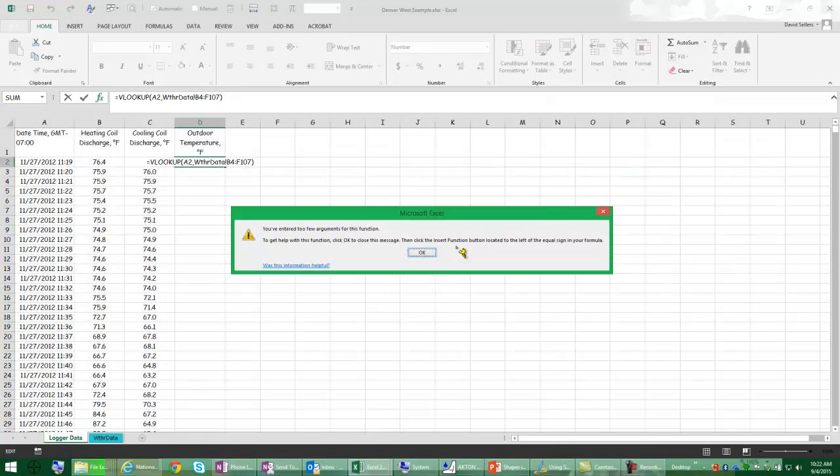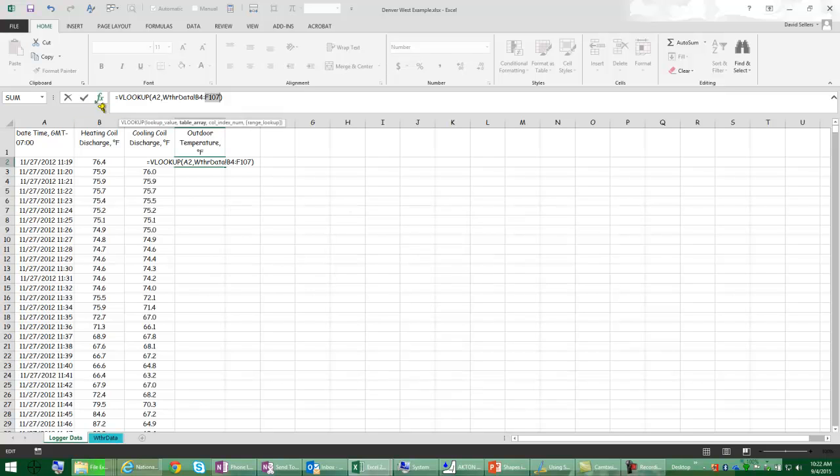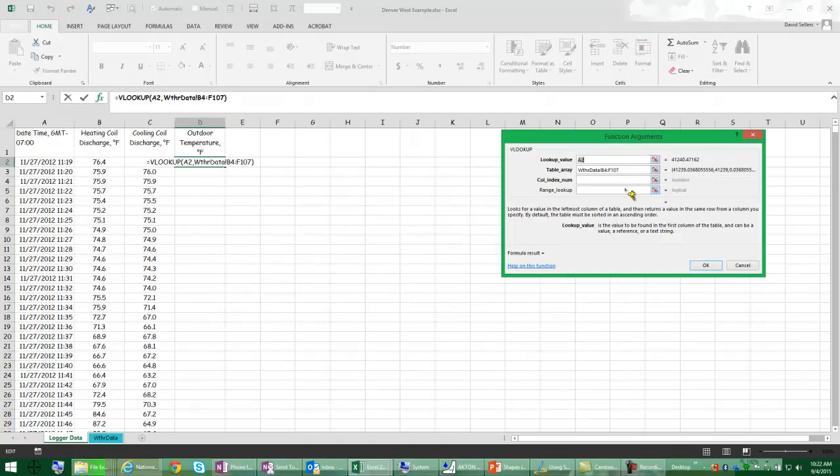Oops, I shouldn't have closed it because it's giving me an error message. It's saying you didn't tell me enough, and that's right. I didn't tell it what column to look in, and that's why I was checking that out. Basically, I want to use this table, and I want to look in the 4th column, okay? I can leave this blank, or blank and true are the same.